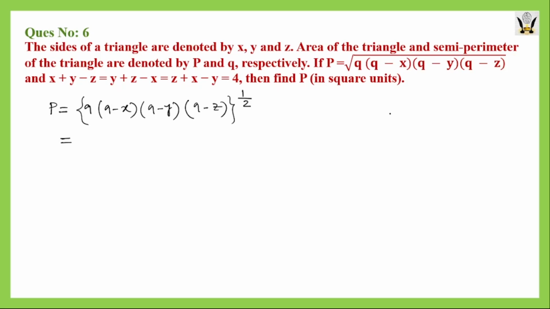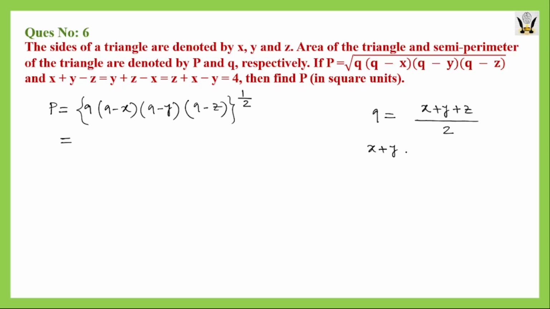Now the next question. As per the statement, what is small q? Small q is the semi-perimeter of that triangle. Now x, y, z are the three sides of that triangle. So if we add them, then we will get the perimeter. That means the semi-perimeter will be x plus y plus z divided by 2.